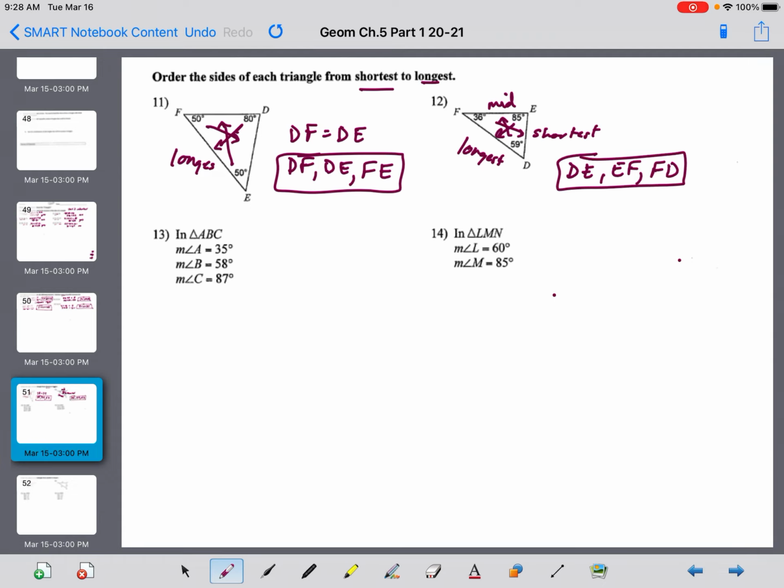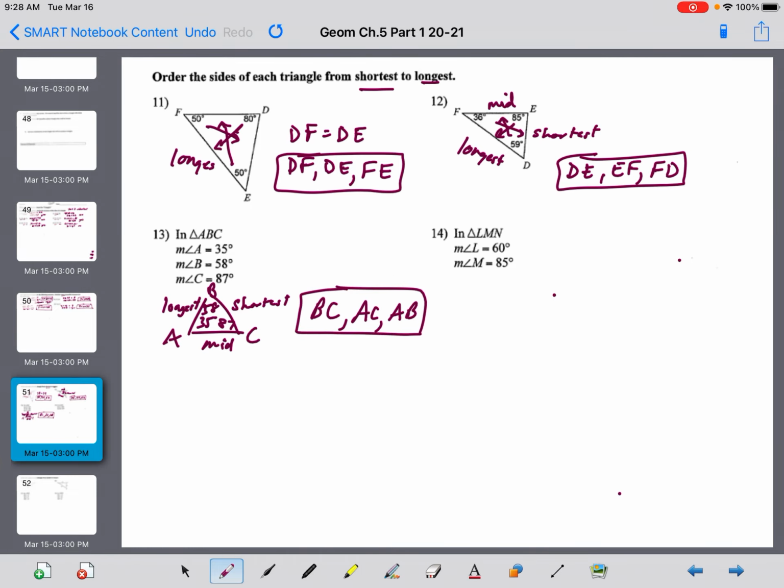Now, in number 13, we don't have a picture, so I would just draw a generic triangle, A, B, C, and I would drop the angles in where it says they go. A is 35. I'm not trying to draw it to scale, I'm just drawing it for position. B is 58, and C is 87. So across from the 87, this has to be the longest. Across from the 35, that has to be the shortest. So we're going to start our list with the shortest, so BC. And then the middle one is across from the 58. AC is the middle one. And then the longest is AB. Again, in my picture, it looks like they're all the same length, but I put the angles where they go.